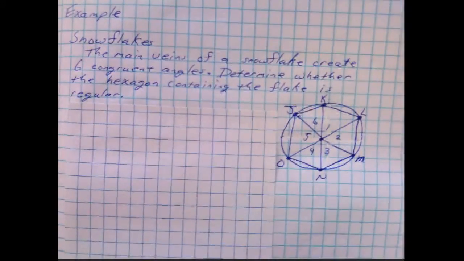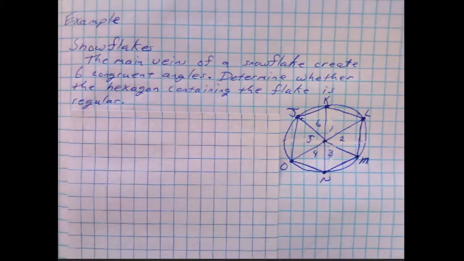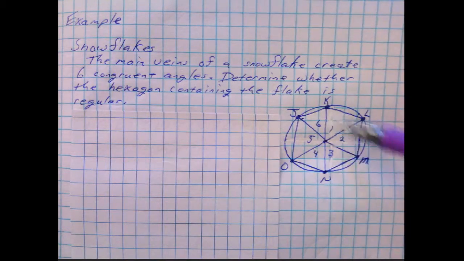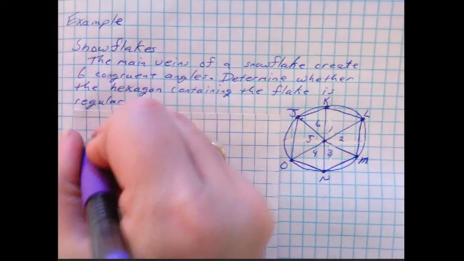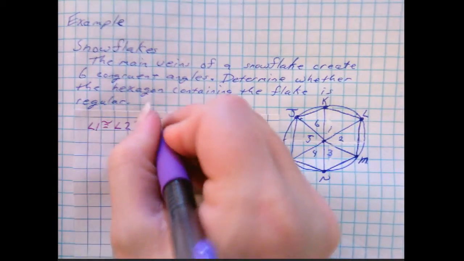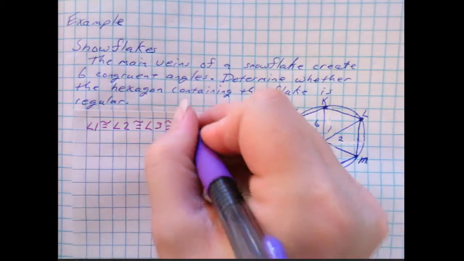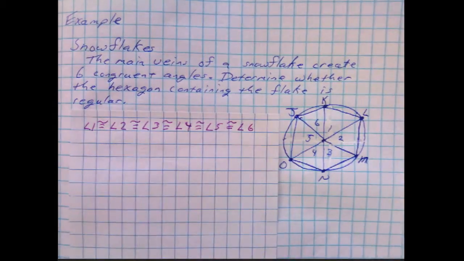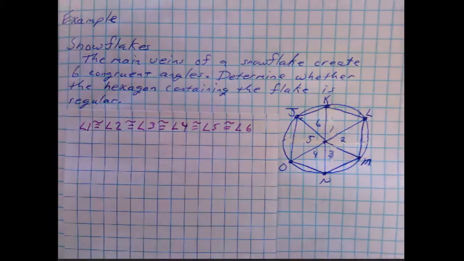Alright, so we're working with a snowflake. The main veins of a snowflake create 6 congruent angles. We're going to determine whether the hexagon containing the flake is regular or not. If we look at our picture over here, we have our 6 different angles. They said those are all congruent. So we know angle 1 is congruent to angle 2, which is congruent to angle 3, which is congruent to angle 4, which is congruent to angle 5, which is congruent to angle 6. So all 6 of our angles are congruent to each other.